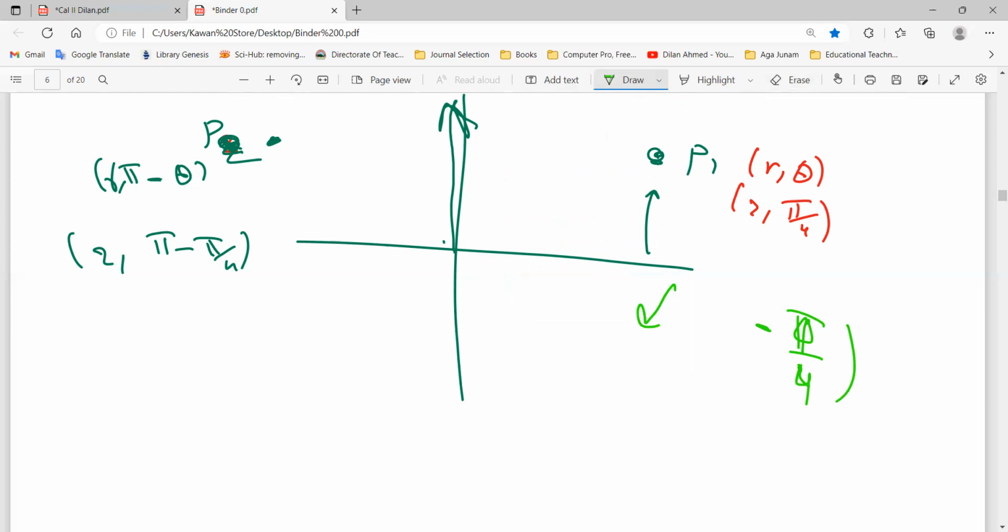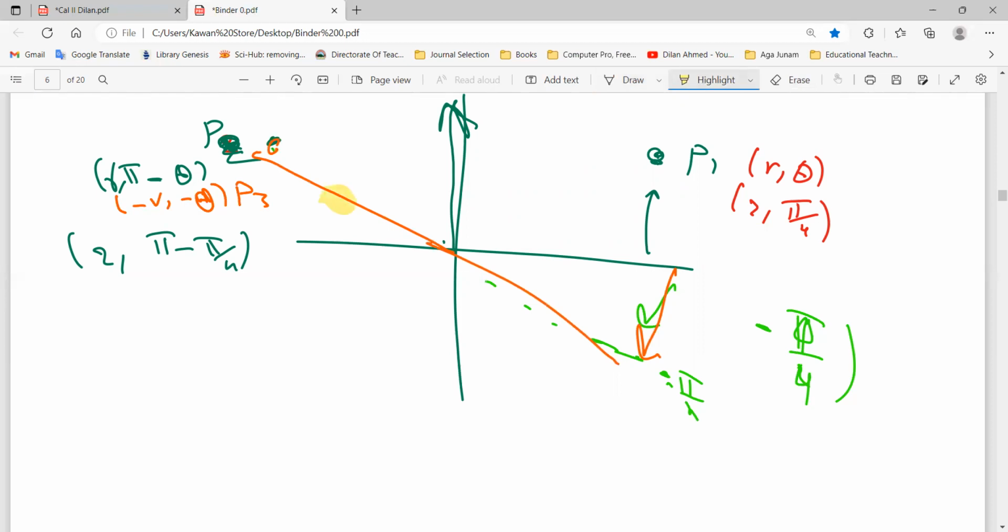Okay. Here is minus pi over 4. So minus r coming to there. So I say this point P3, you can find it by minus r, minus theta. So minus theta, come down. Minus r, go to here and you'll get the result again. Understood or not?